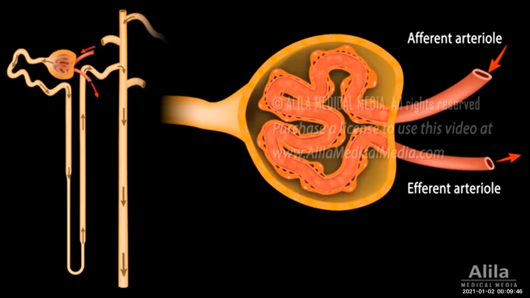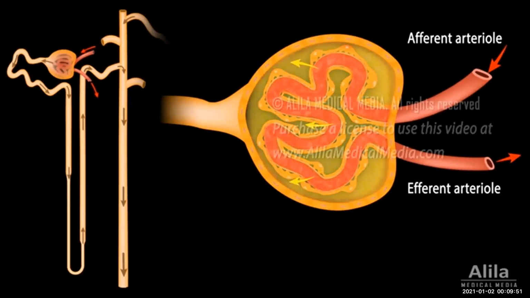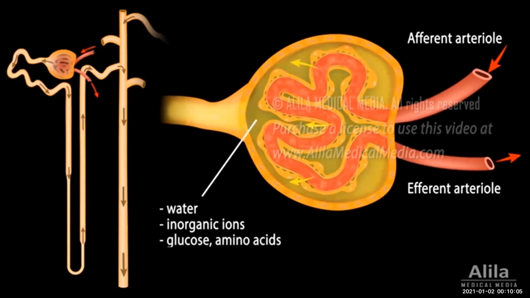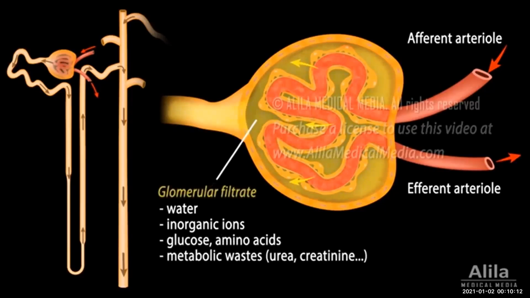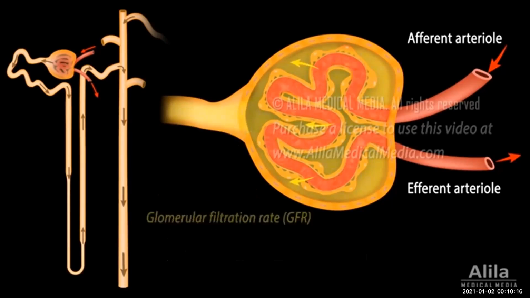Hydrostatic and osmotic pressures drive water and solutes from blood plasma through a filtration membrane into the capsular space of the nephron. The filtration membrane acts like a sieve, allowing only small molecules to pass through. These include water, inorganic ions, glucose, amino acids, and various metabolic wastes such as urea and creatinine, and make up the glomerular filtrate. The amount of filtrate produced per minute is called glomerular filtration rate, GFR.